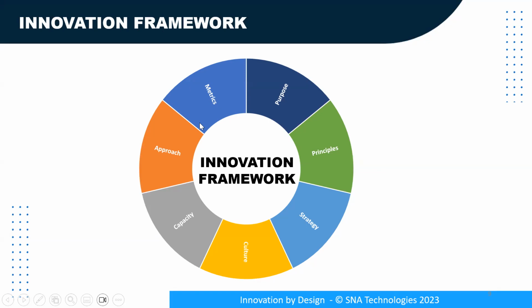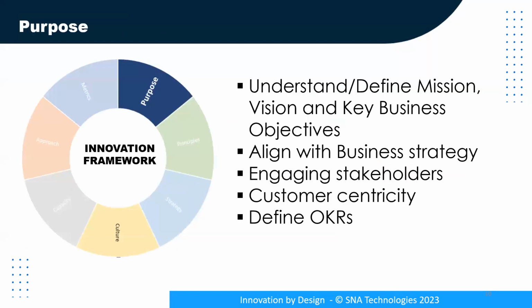So I'll go through these components of the framework, and then I'll explain what we need to do in each aspect. When you want to innovate, the first thing that you need is the purpose. You need to understand the purpose, the why. And also you have to define your vision. I see in most organizations, people get confused between mission and vision, and they think both are the same. They are not. Mission is the purpose, the why. Vision tells you where you are and where you want to be.